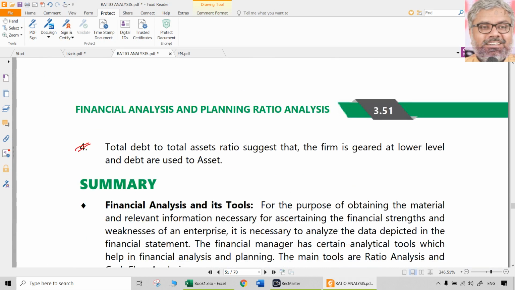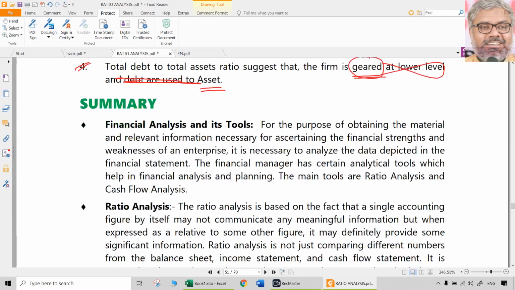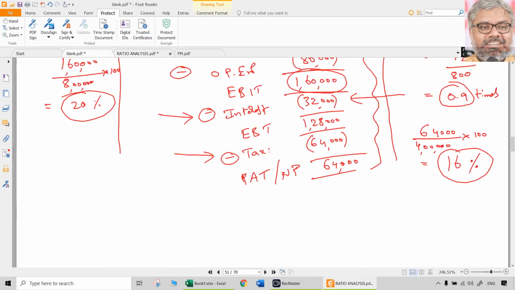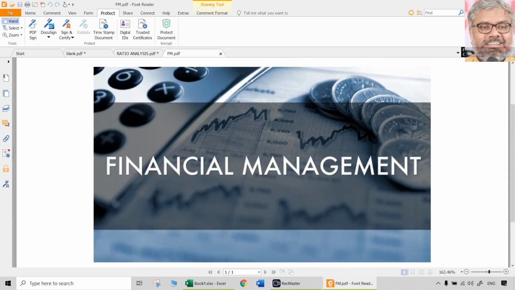And the last one, the debt to assets ratio is lesser actually compared with the industry. That means the firm is geared. I told you already. Geared means levered. Geared at lower level, and lower level debt are used for assets. What is it? It is nonsensical sentence formation. Whatever. The simple point is the firm is less levered, less geared compared with the industry norms. So for financing its assets, the company is using much lesser debt than the industry practice. That's it.